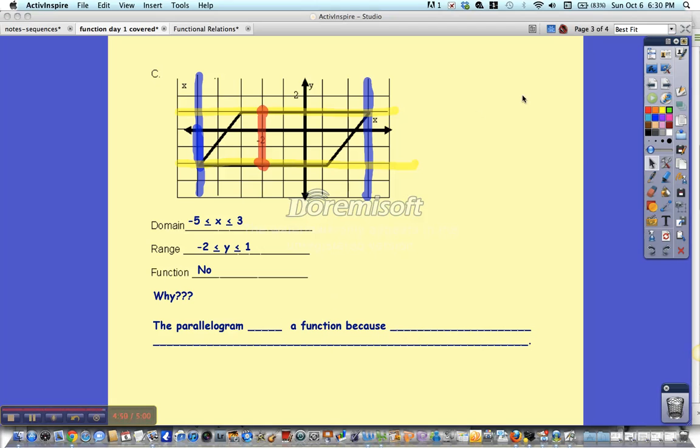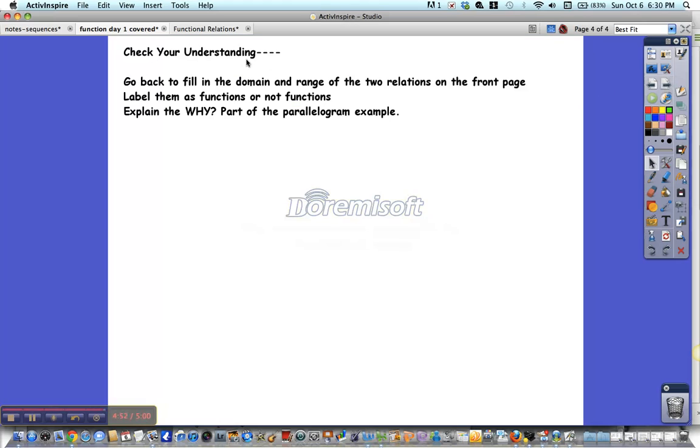So your assignment to check your understanding is to go fill in the domain and range of the two relations on the front page, label them functions or not functions, and then explain the why.